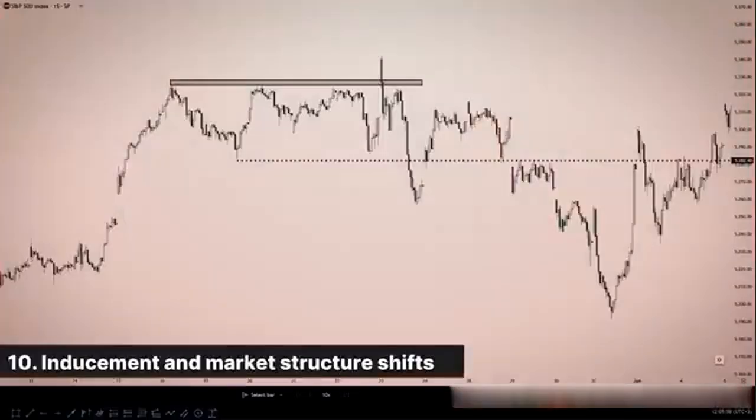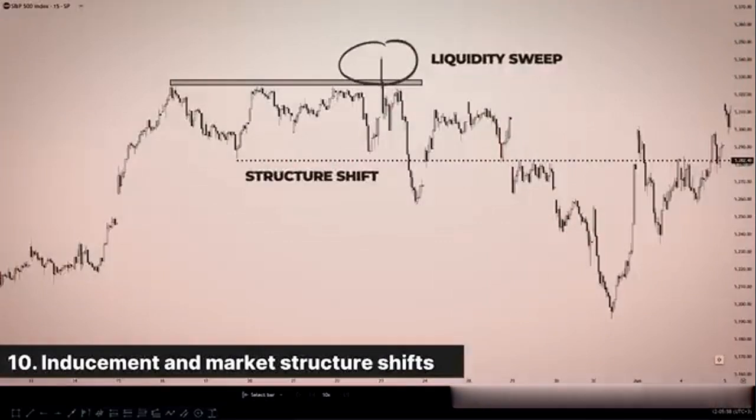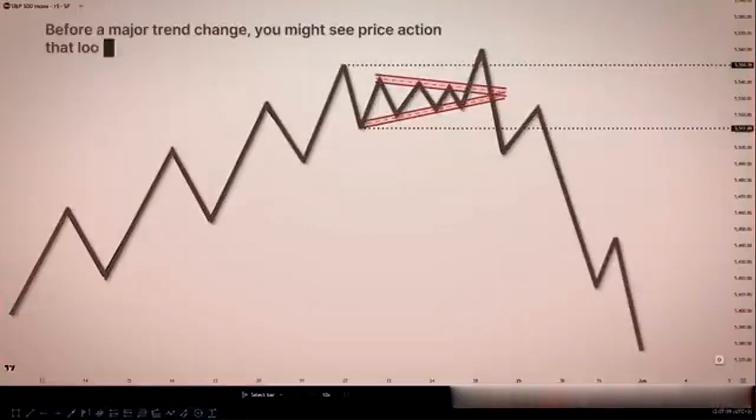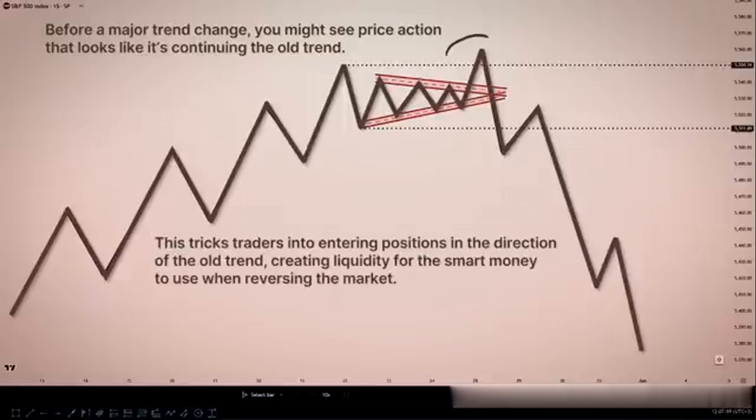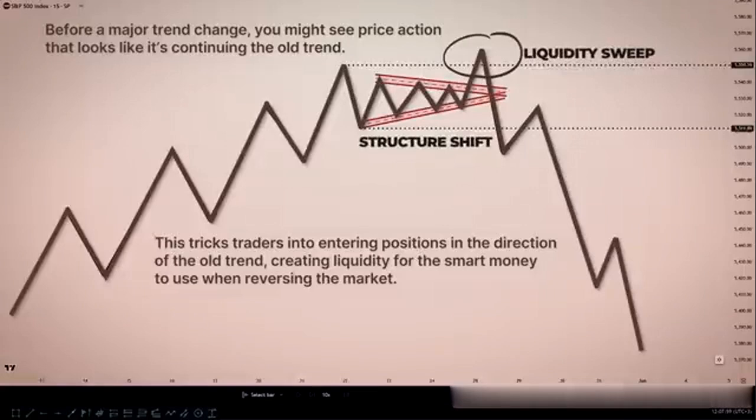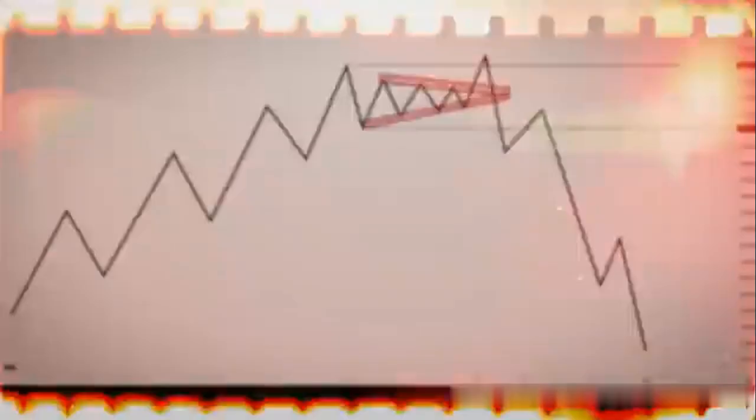In trading, we often talk about market structure shifts, the big changes in the overall trend of the market. Inducement often plays a role in these shifts. For example, before a major trend change, you might see price action that looks like it's continuing the old trend. This can trick traders into entering positions in the direction of the old trend, creating liquidity for the smart money to use when reversing the market.